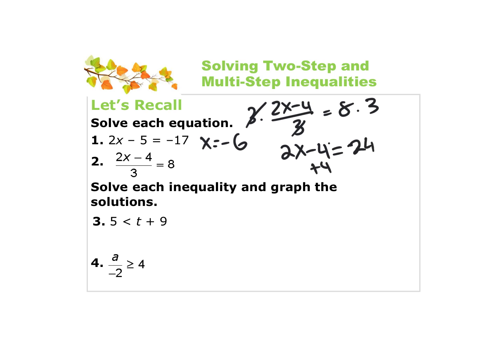Then I'm going to go ahead and add that 4 on both sides, which is going to give me 2x is equal to 28. Then afterwards, I divide both sides by 2, and I get x is equal to 14.